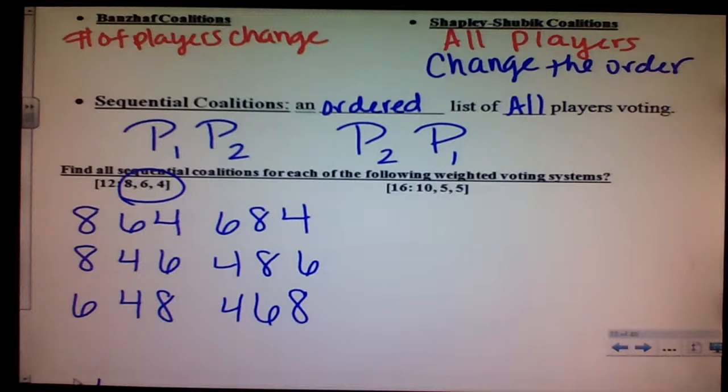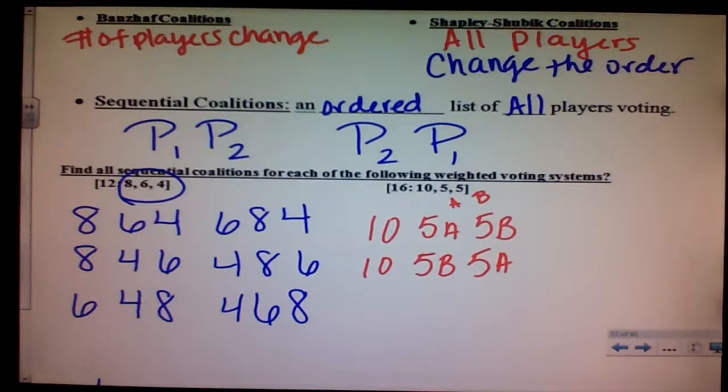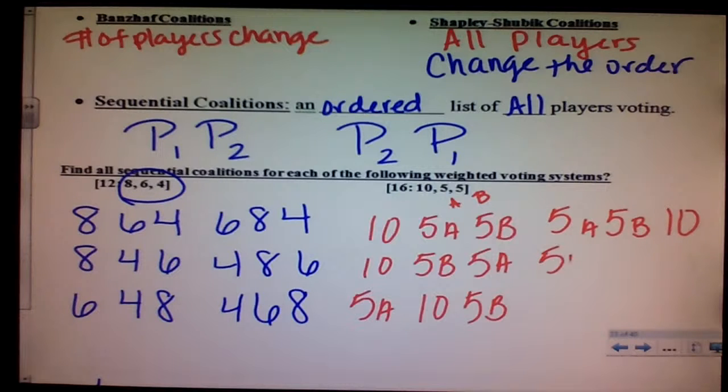Okay, let's do the next one. Be careful again. What's the problem with this one? 5A, 5B. There are 2 5s, so make sure you label 5A and 5B. I can do 10 first, 5A second, 5B last. 10, 5B, 5A. I can start off with 5A: 5A, 10, 5B, and 5A, 5B, 10. Then 5B, 5A, 10, and 5B, 10, 5A.